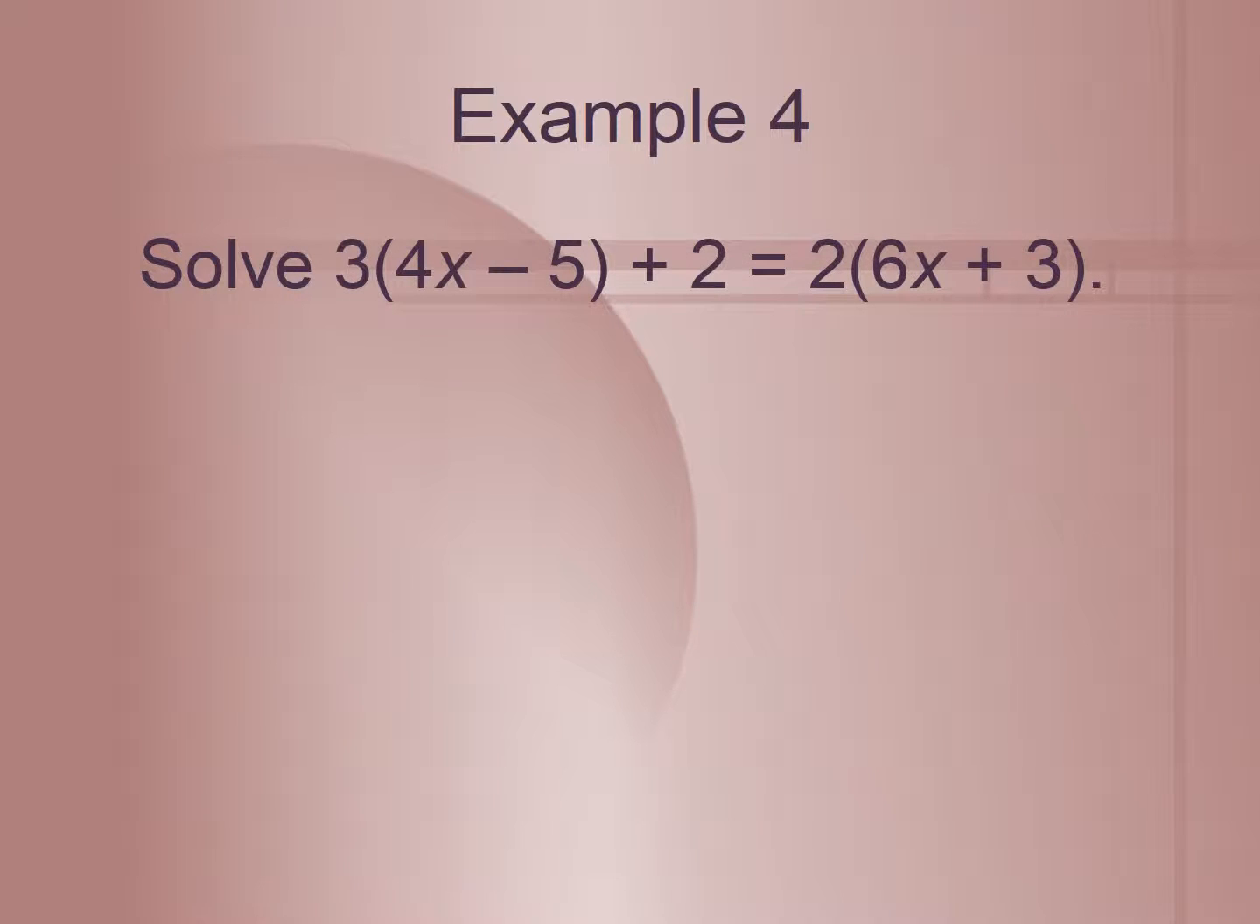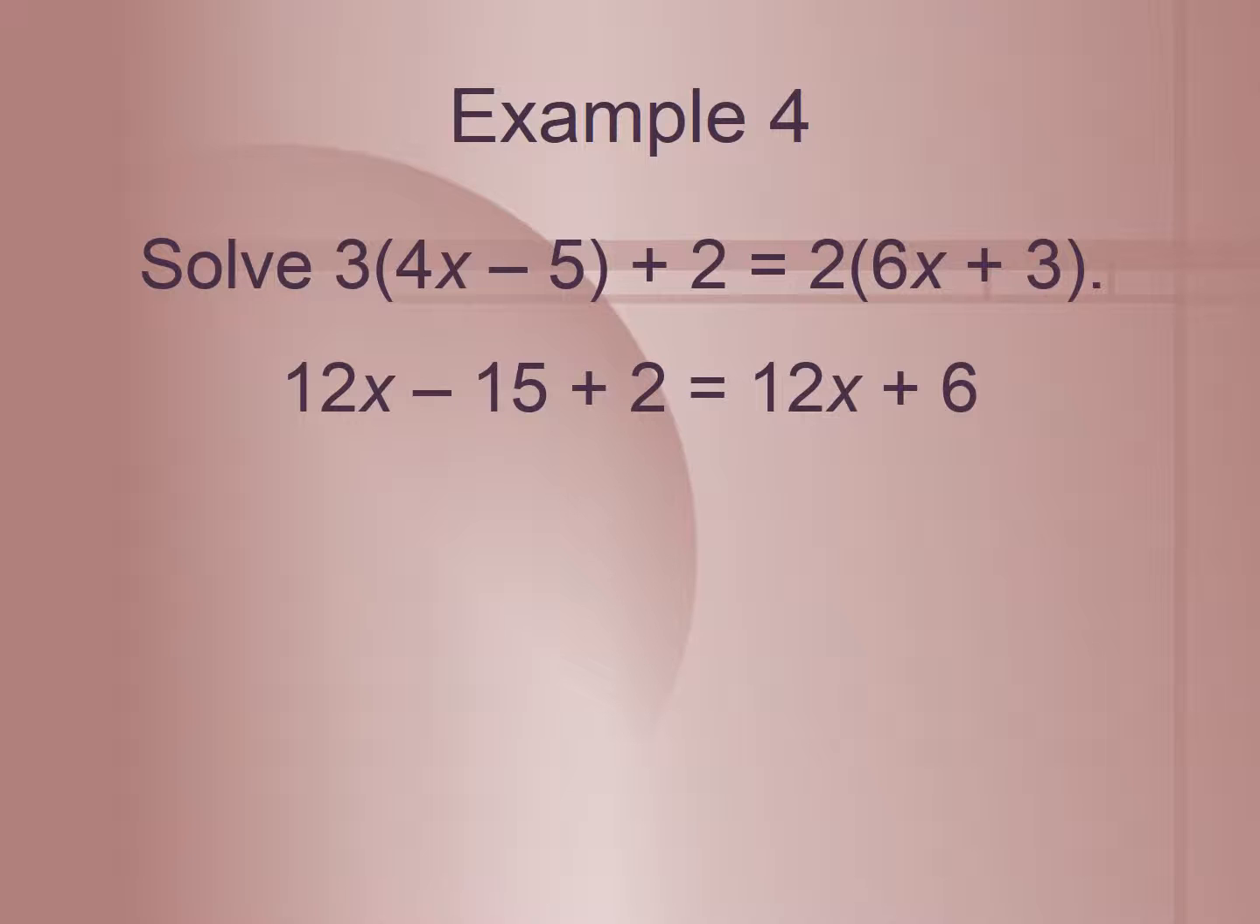Let's look at example 4. So this one, to simplify, I want to distribute first. So 3 times 4x gives me 12x. 3 times negative 5 is negative 15. I bring down the plus 2, equals, distribute again, 2 times 6x is 12x. 2 times 3 is 6.